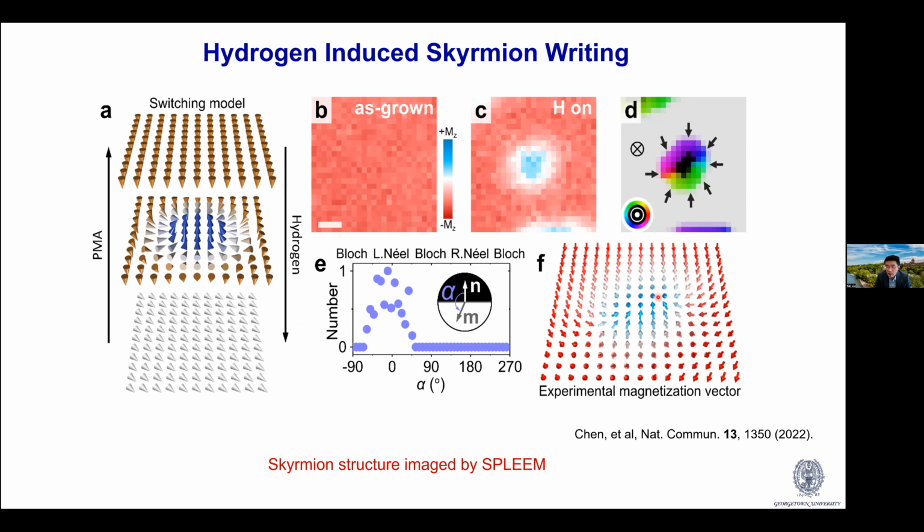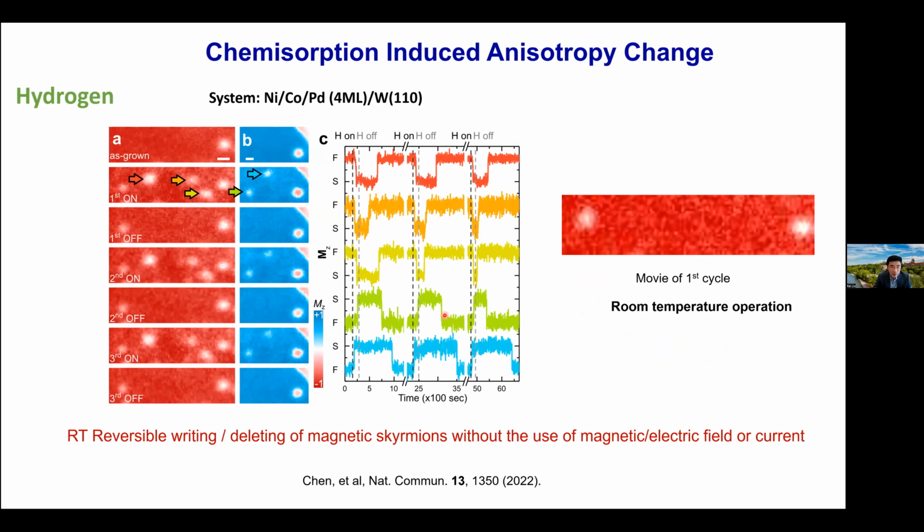In fact, we see this at many places. This chart shows 5 such skyrmions at different regions, with the red and the blue again representing magnetization pointing down or up. As we introduce hydrogen, this video will show you the skyrmions emerge. And then as we pump hydrogen away, they disappear.